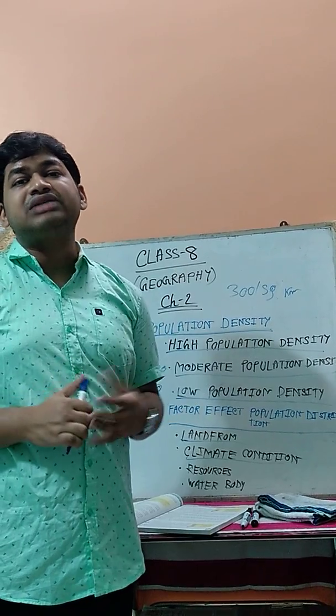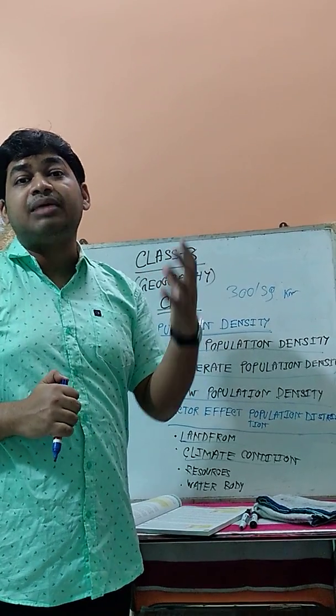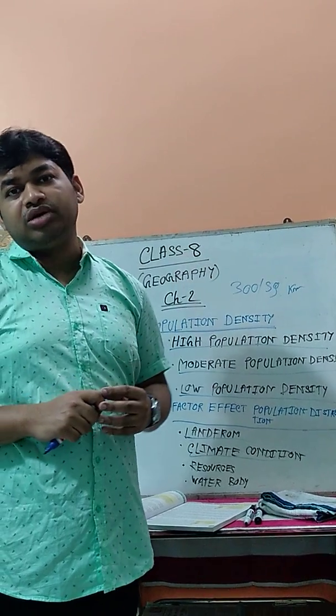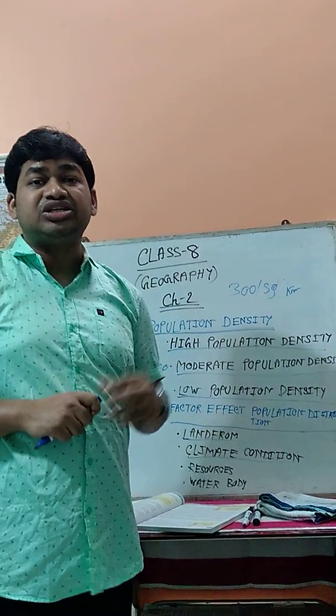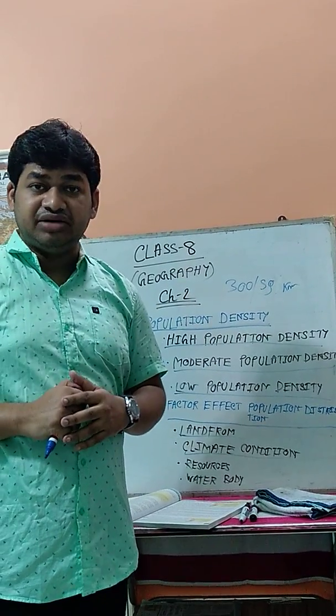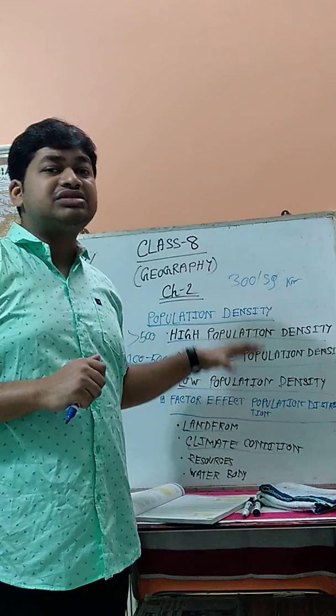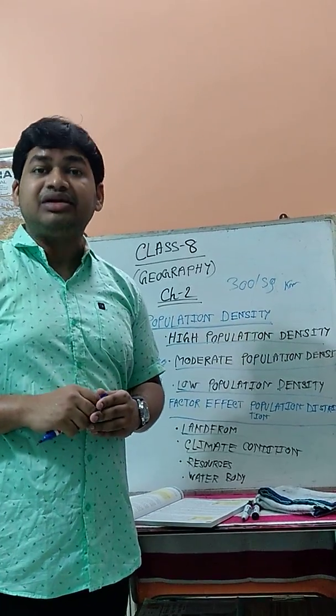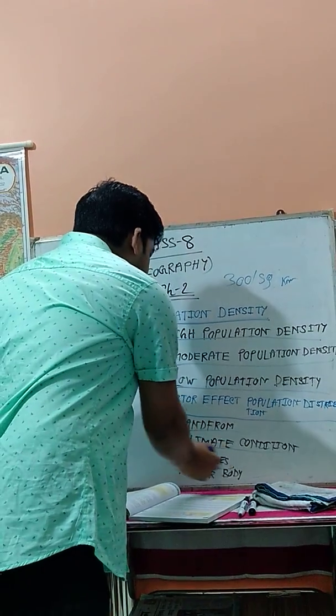So generally people like to stay in areas having a moderate type of climate. Moderate means not too much hot and not too much cold. This type of climatic condition is very favorable for people to live in. So most people like to stay in a moderate type of climate rather than an extreme type of climatic region.